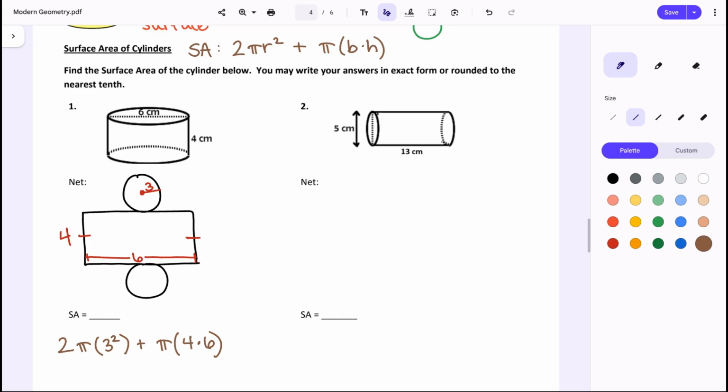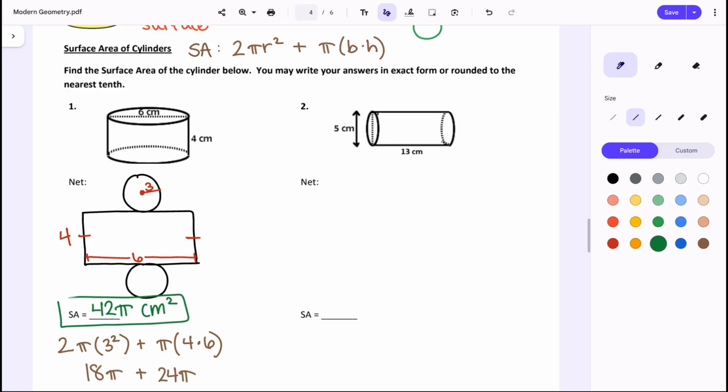So 2 times 3 squared would be 2 times 9, that's 18. 4 times 6 is 24. So really you have an 18 pi here plus a 24 pi. We can add those together though because they both have pi's. So what's the final answer? 42. Good, 42 pi centimeters squared still. Good.